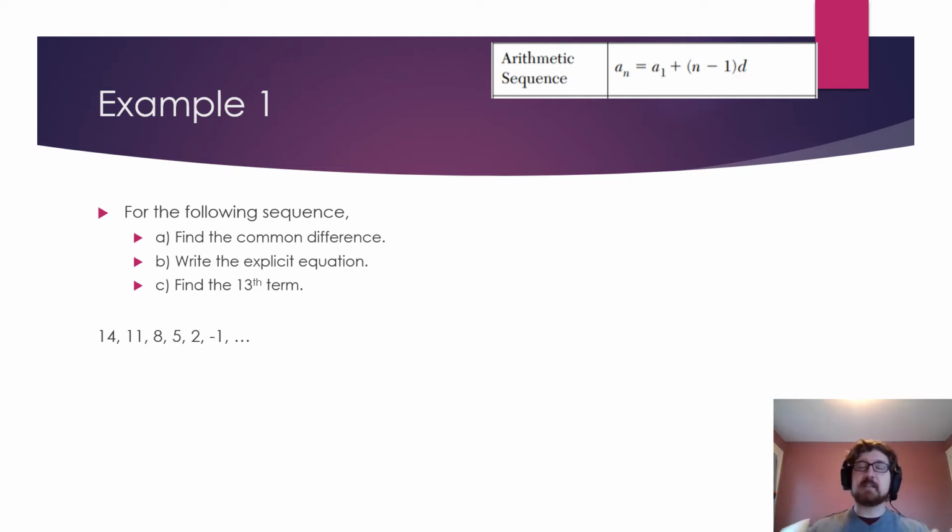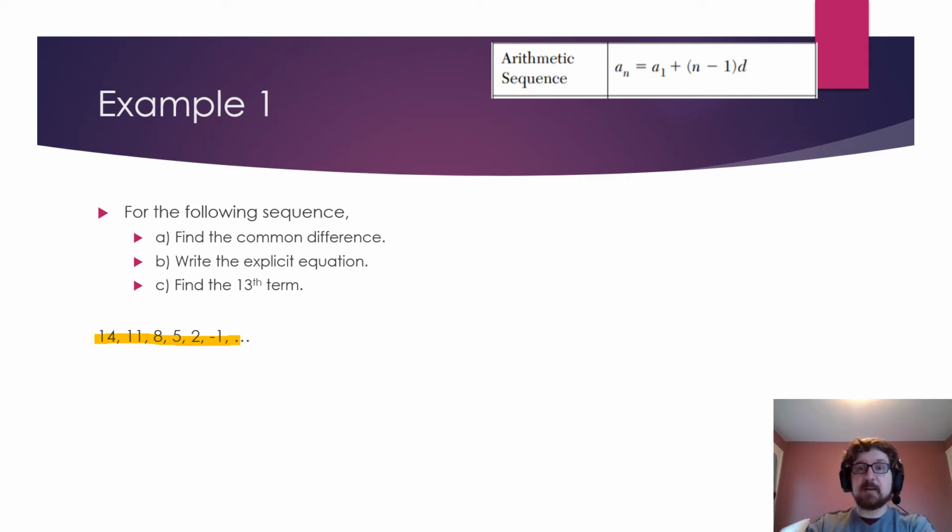This is going to be really similar to what your Delta Math looks like. And down here, we have our sequence, 14, 11, 8, 5, 2, negative 1, and so on and so forth. I'm already thinking the 13th term is going to be negative because we're already in the negatives and we just keep getting smaller. Let's take a look at what we're going to do.